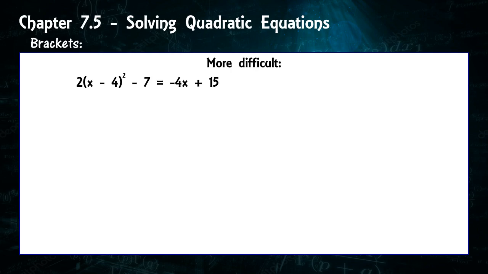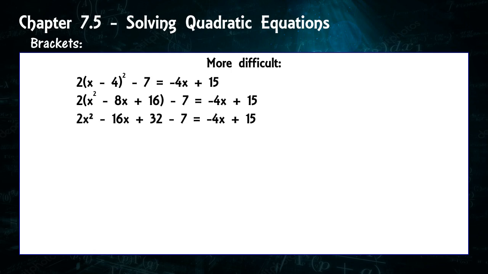(x - 4)^2 becomes x^2 - 8x + 16, which means that if I double that, I now have the line 2x^2 - 16x + 32 - 7 = -4x + 15. We can then simplify this into 2x^2 - 16x + 25 = -4x + 15.